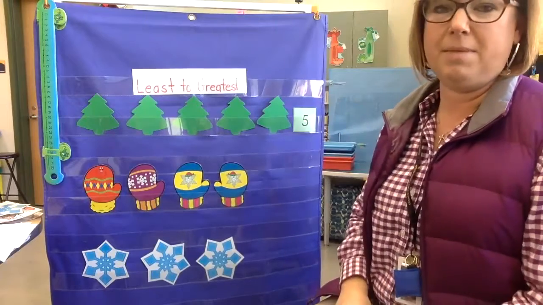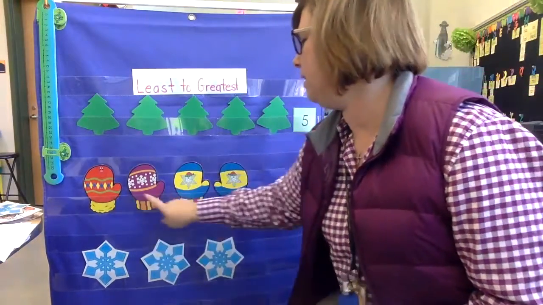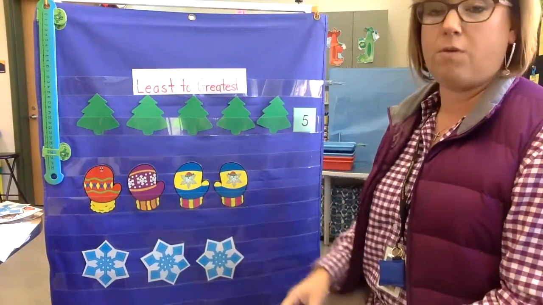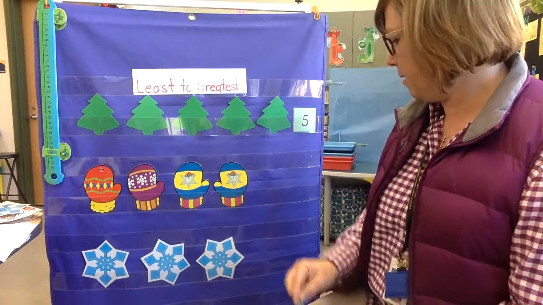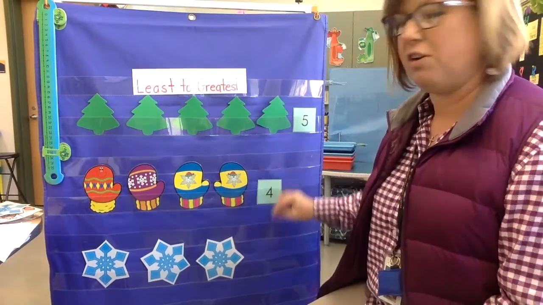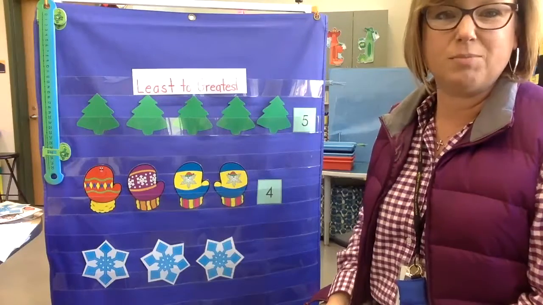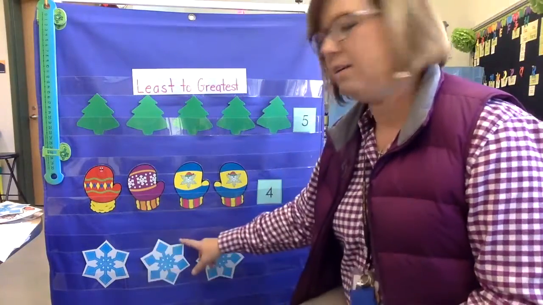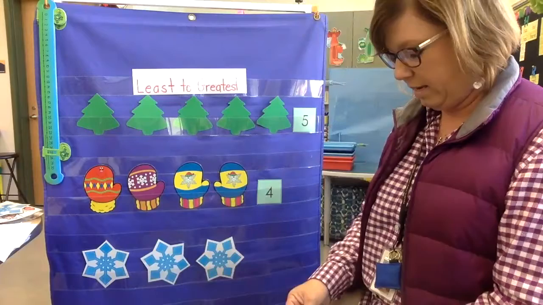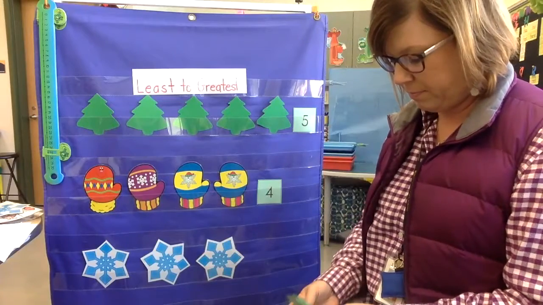All right, let's count how many mittens we see. 1, 2, 3, 4. Okay, so we've counted 4 mittens. And I've added some snowflakes since the last time we joined each other. Let's count how many snowflakes we see. 1, 2, 3. So I'm going to put the number 3 there.